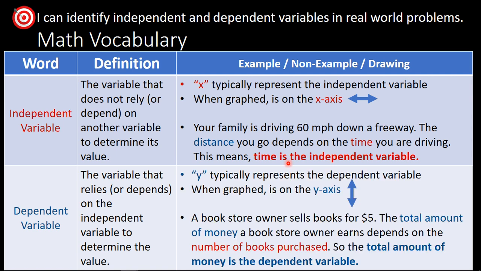When we're talking about dependent variables, y typically represents the dependent variable. So when it's graphed, it's going to go on the y-axis, which is that vertical line, up and down. An example of this would be a bookstore owner sells books for $5. The total amount of money a bookstore owner earns depends on the number of books purchased. So the total amount of money is the dependent variable. The total amount of money you make depends on the number of books purchased.